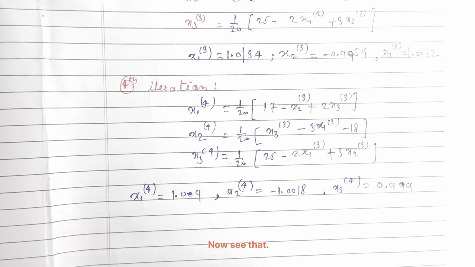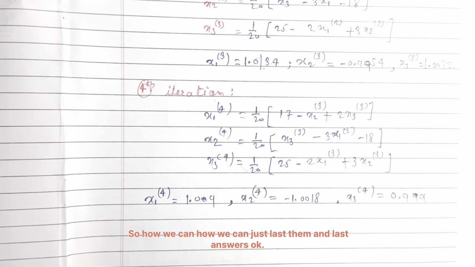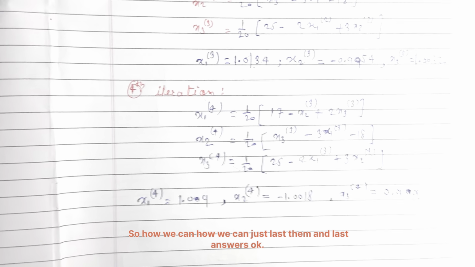Now see that, how can we judge the last answer? How can we consider the final answer here? These are fractional values quite close to each other. So easily we can say that if the values are close or equivalent to each other, the closest values are the solution for our given equation.